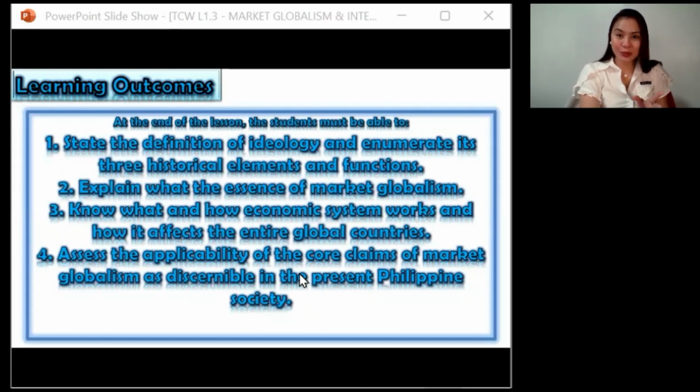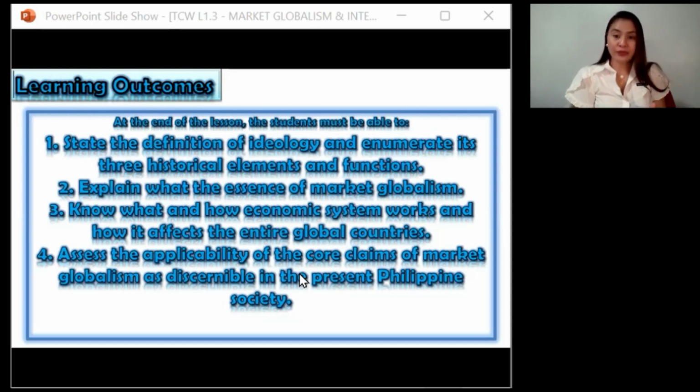And the second is to explain what's the very essence of market globalism, and also to know what and how economic system works, and how it affects the entire global countries. And lastly is to assess the applicability of the core claims of the market globalism as discernible in the present Philippine society.